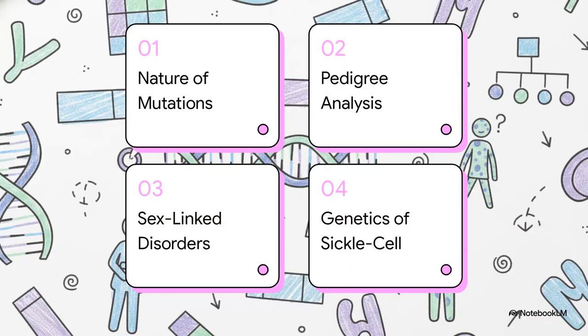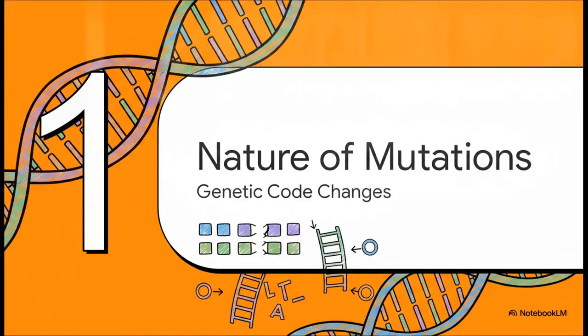Here's our quick roadmap for today. We are going to start with the nature of mutations, move right into pedigree analysis, decode some sex-linked disorders, and then wrap the whole thing up with a deep dive into the genetics of sickle cell. All right, section 1, the nature of mutations.